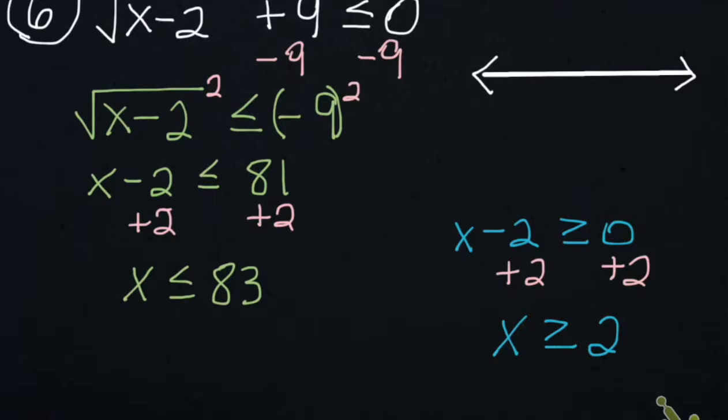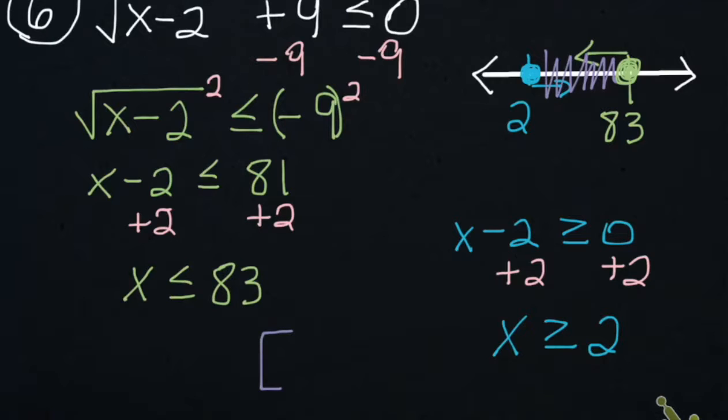Let's put both numbers on the number line. 2 is smaller, so it's going to go on the left. It gets a nice solid dot because the inequality symbol has a line underneath. 83 goes on the right, also getting a solid dot. From 83, my arrow is pointed to the left, and for 2, my arrow is pointed to the right. So my shading occurs in the middle. In interval notation, we would write this as a square bracket with a 2, comma, 83, and another square bracket.